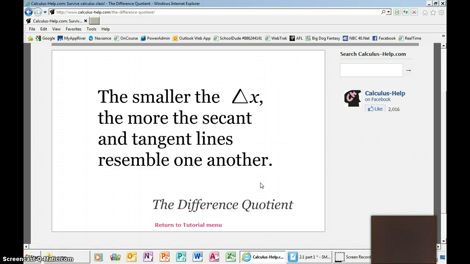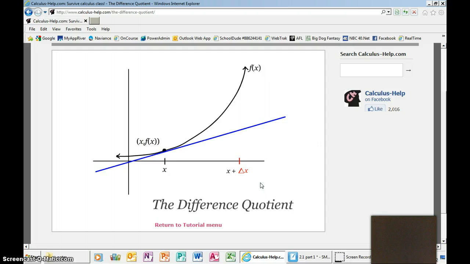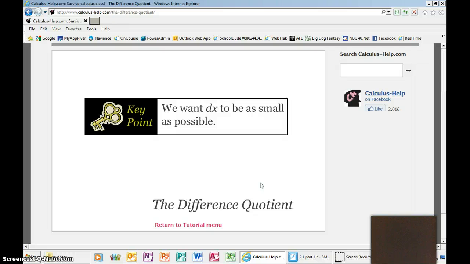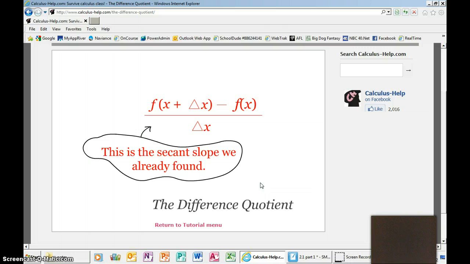In fact, the smaller delta x is, the closer this secant line will be to the tangent line. Watch on this animation as the delta x goes from really big to really small. The red secant line comes closer and closer to the blue tangent line. We want delta x to be as small as possible. So therefore I need to make a small adjustment to my secant slope.